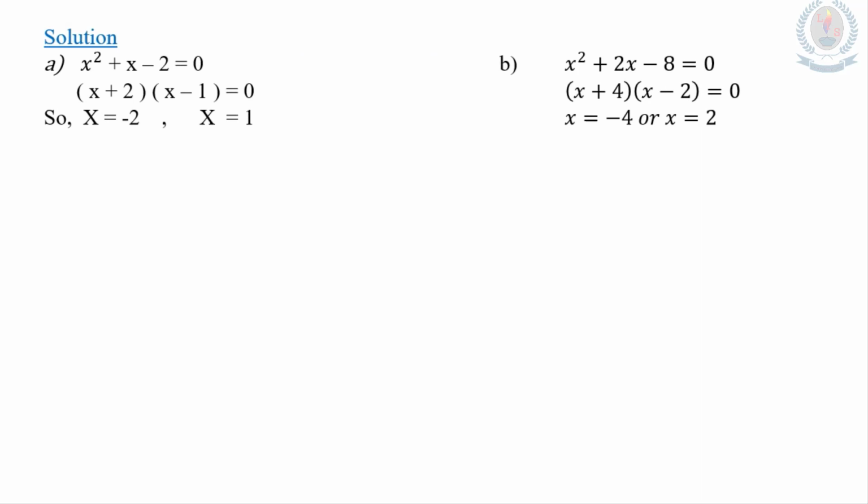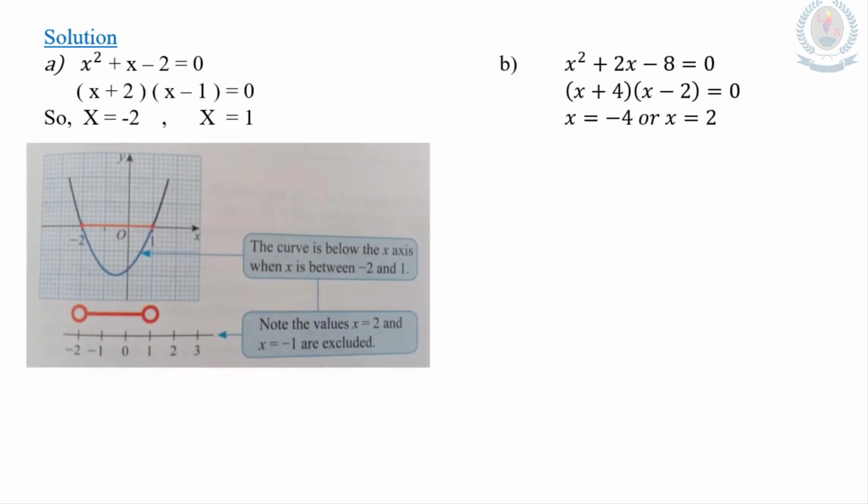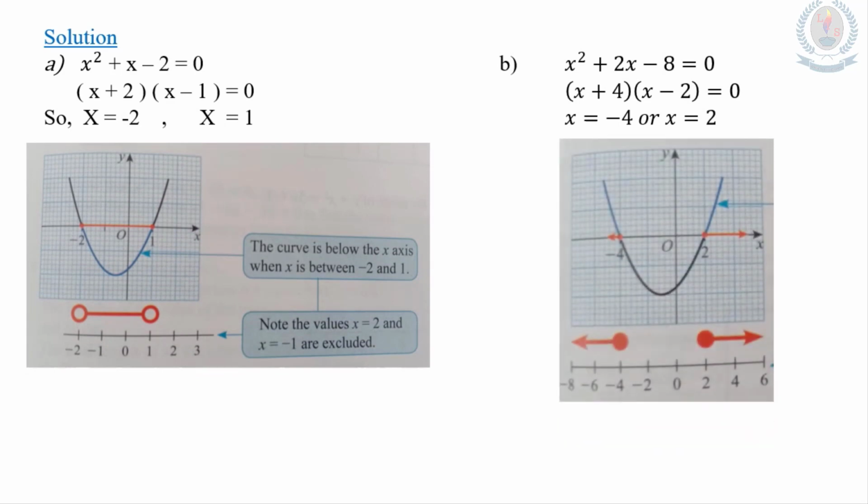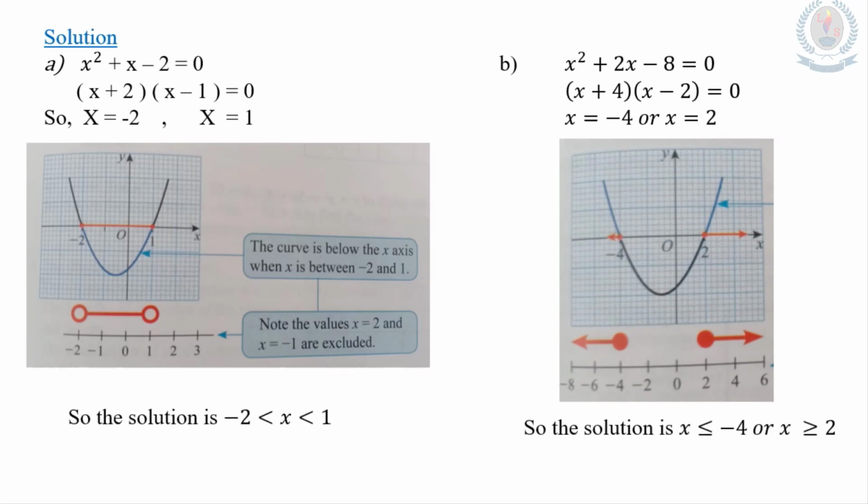Now check this solution. For the first one, x squared plus x minus 2 less than 0, first of all, you have to identify critical values. Here you can see this is a quadratic equation, so you can factorize it. When you factorize this, x plus 2, x minus 1 equals 0. Then you have to solve that equation. x plus 2 equals 0, x minus 1 equals 0. It means x equals minus 2 or x equals 1. Those two are the solutions.